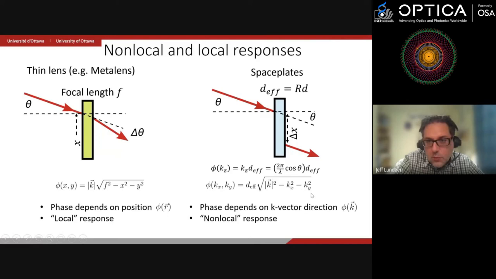Whereas in a space plate, the phase, remember, is kz d effective, and because, at least in the monochromatic case, k is fixed, you can represent kz in terms of k by the Pythagorean theorem with this formula. And so you get this formula, and you can see that it's analogous to the formula for the lens in that you have this spherical profile. Moreover, because it depends on k, and k is representing a plane wave, which is delocalized, this is what's called a non-local response. So you can't reduce the response of the system. And non-local responses in media are actually a very hot topic in research, because it's very unlike what we do normally in optics, which are these local responses that only depend on the field at a particular position.